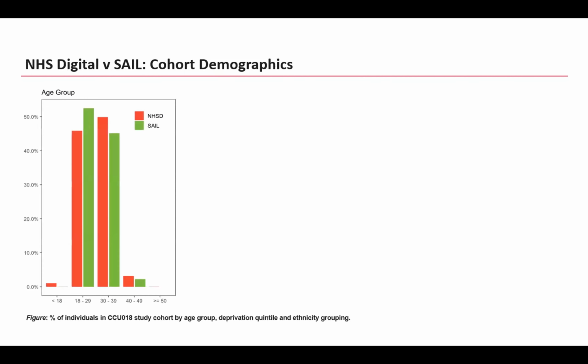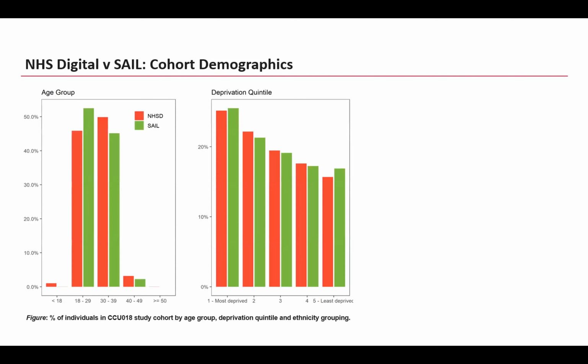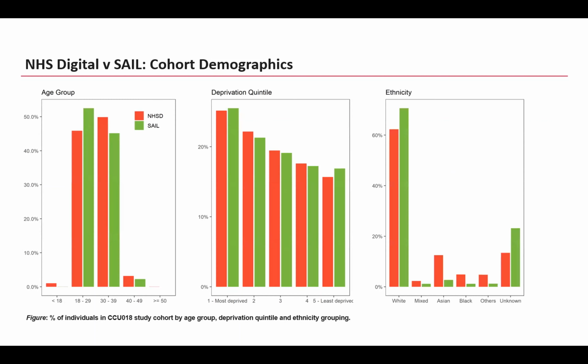Finally, moving on now to look at comparing the outputs from the two cohorts. Firstly, in terms of demographics, we can see that the cohorts identified in England and Wales have quite a similar age group profile, slightly younger for the Welsh cohort. Very similar profile in terms of the deprivation quintiles, going from 25% roughly in the most deprived down to 15% in the least deprived. And in terms of ethnicity, the English cohort has a higher proportion of Black and Asian ethnicity than the Welsh cohort.